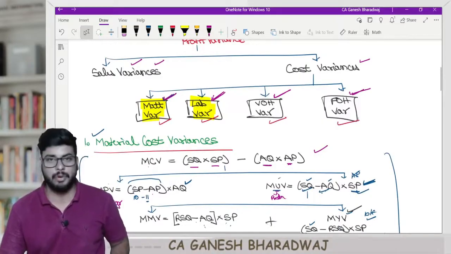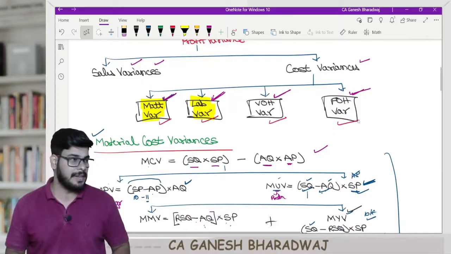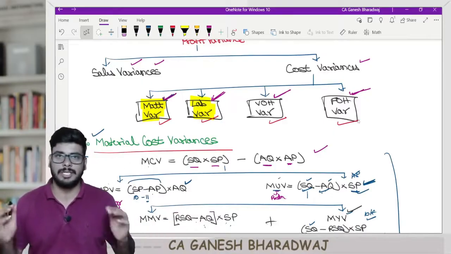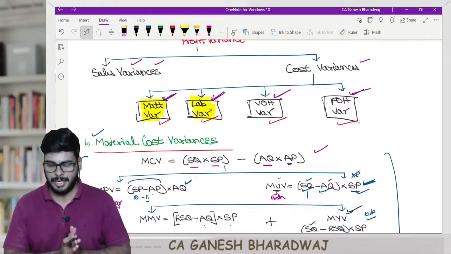variable overhead cost variance, fixed overhead cost variance. And on the sales side, the variances are calculated under 2 approaches. One is under the total approach, the other is under the margin approach. Clear with this, guys? Right?